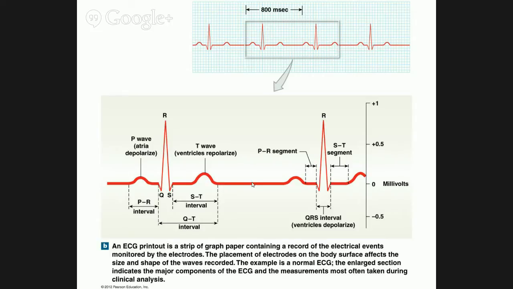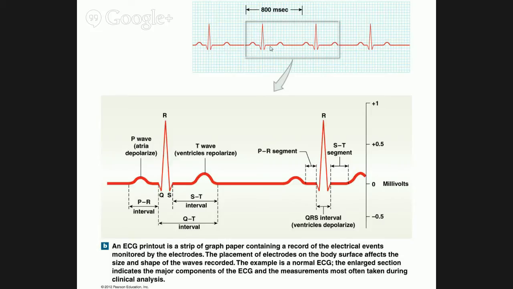And so we have a flat line until we get to the next P wave. And then we have a QRS complex. Then we have another flat line before the T wave. So we go through another heartbeat there. So as we're following along a trace, we see P, QRS complex, T.